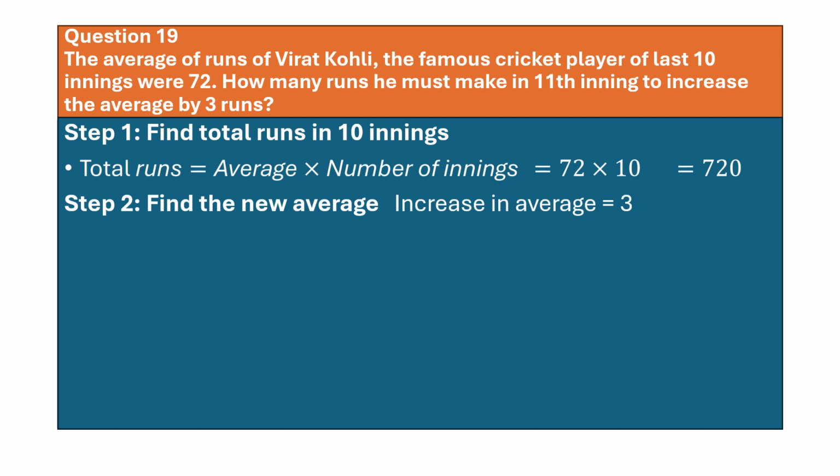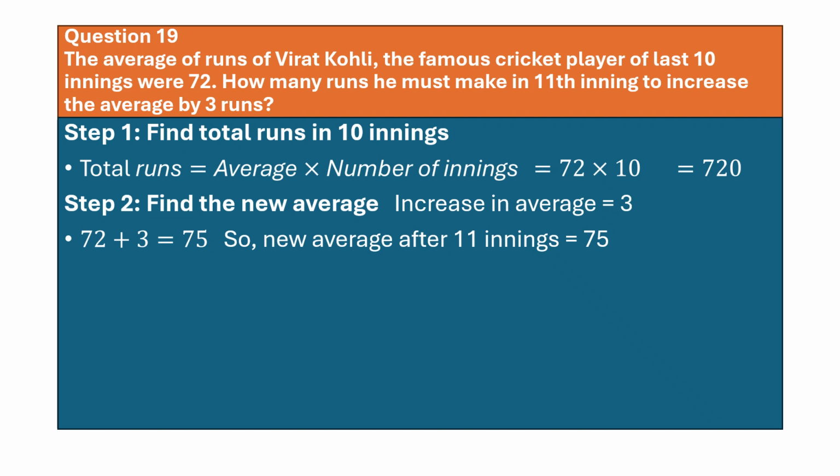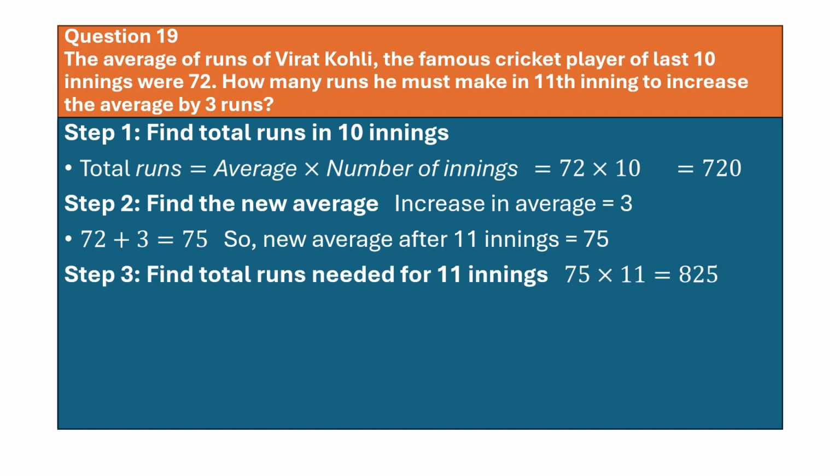Now to find the new average, it's already given, an increase in average by 3 runs. So 72 plus 3 will give you 75. So the new average after 11 innings is 75. Now how are we going to find the total runs needed for 11 innings? So 75 into 11, which is 825.